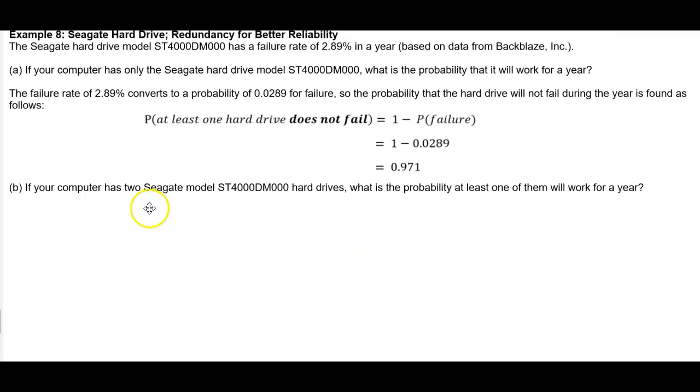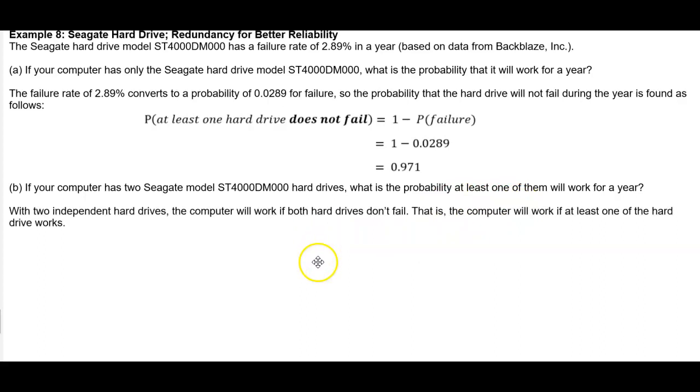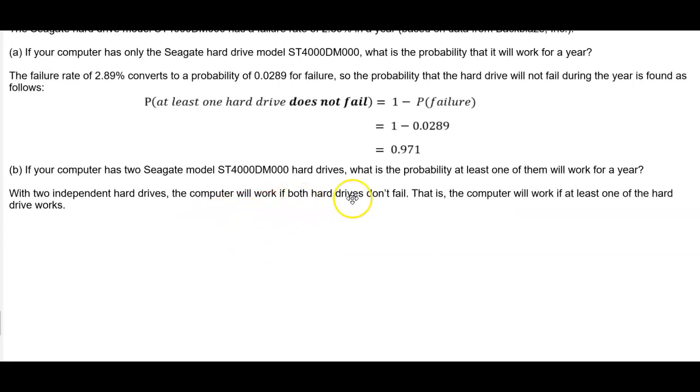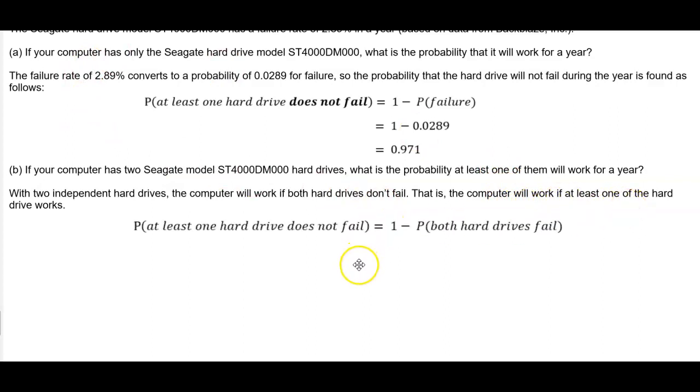Now, if your computer has 2 Seagate model hard drives, what is the probability that at least one of them will work for a year? Now, with 2 independent hard drives, the computer will work if both hard drives don't fail. That is, the computer will work if at least one of the hard drives works. So that means we want to find the probability that at least one hard drive does not fail, which is equal to 1 minus the probability that both hard drives fail.